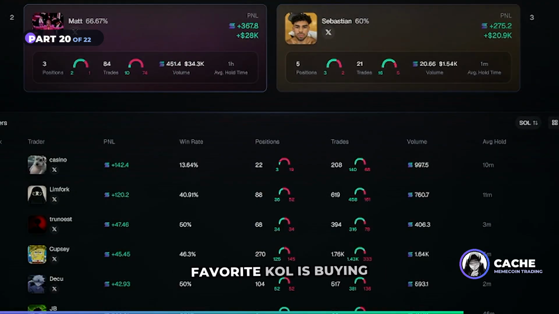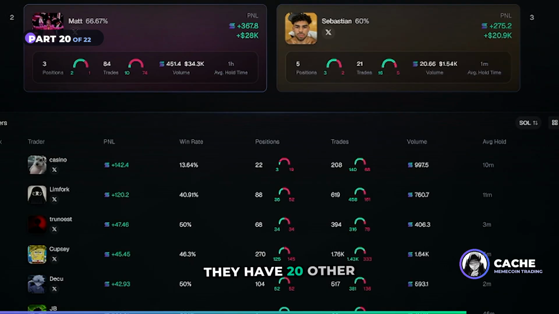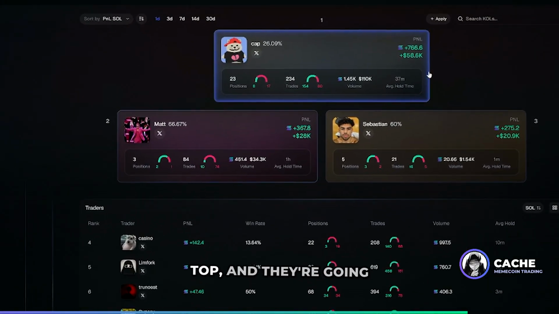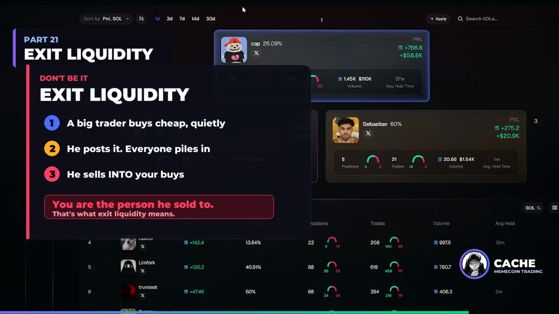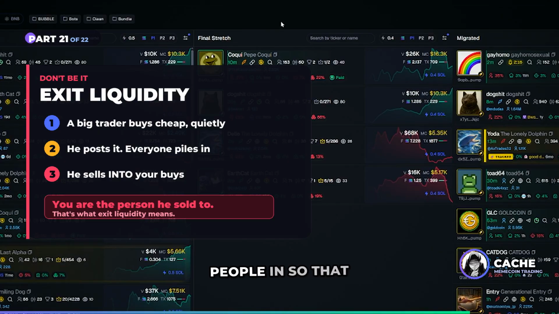So just because your favorite KOL is buying into a coin, don't blindly join or get in early, or try to follow him, because sometimes they have 20 other wallets waiting. They know that if they buy, other people are going to buy on top, and they're going to just use that as exit liquidity. Now, exit liquidity, that means trying to get people in so that you can sell.